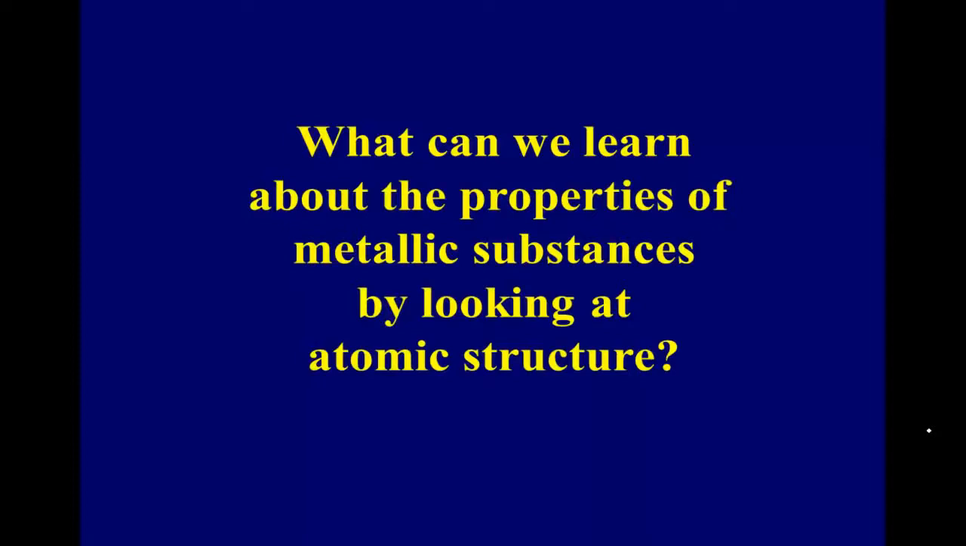Okay, this is a tutorial on metallic bonding, and we're going to be looking at the electron sea model of metallic bonding and how that can explain such properties as malleability, conductivity, and luster. So the properties of metals can be understood by looking at the atomic structure of metallic bonding.